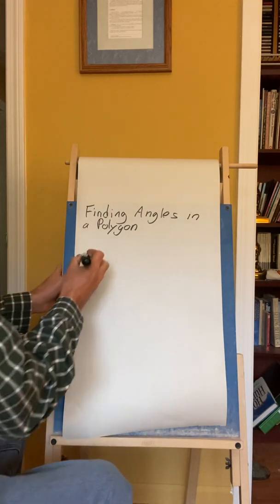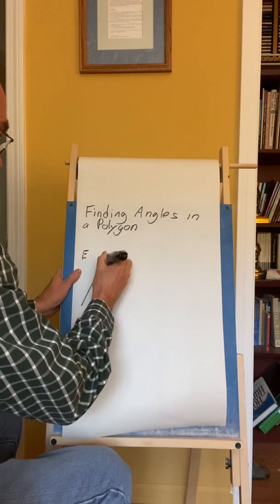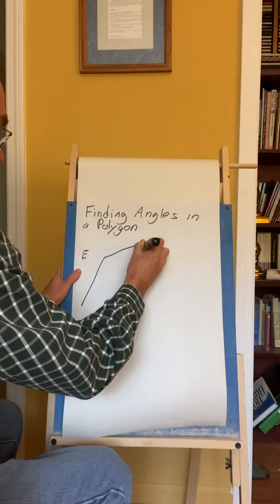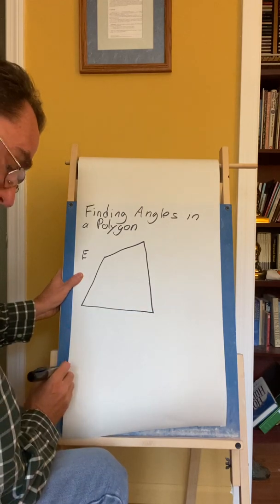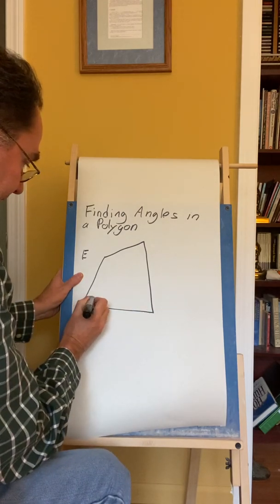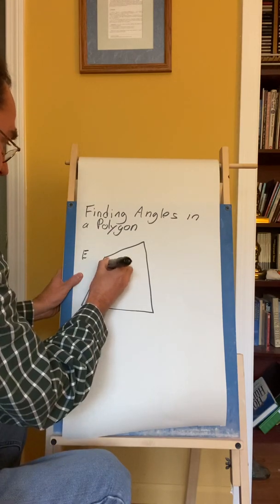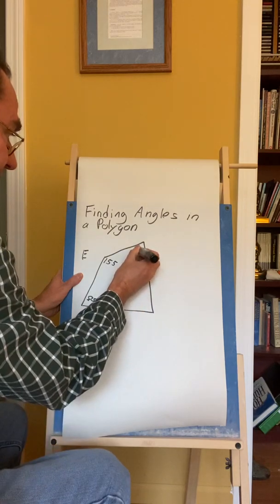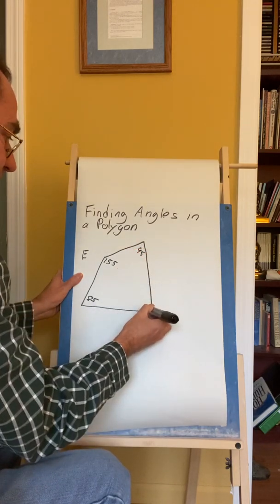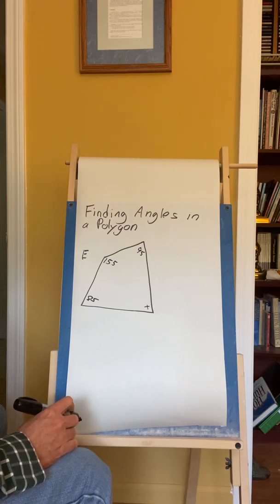So for example, let me draw a quadrilateral. And let me say this angle here is 85. This angle here is 155. This angle over here is 95. Let's find this one. Well, we need to know what all four angles add up to.